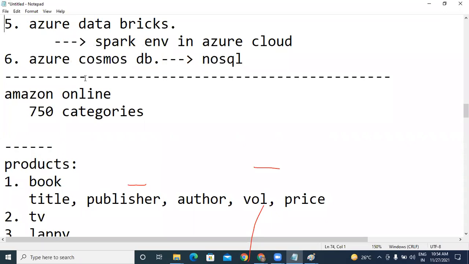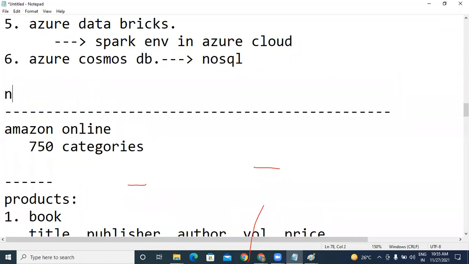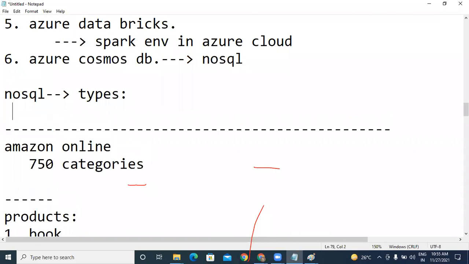Main advantage with the NoSQL, record to record, different structures can be maintained. Nowadays, there is high demand for such kind of things. Got it? So, in that cases, you have to go for NoSQL. In the case of NoSQL, there are different categories, the types of NoSQL.